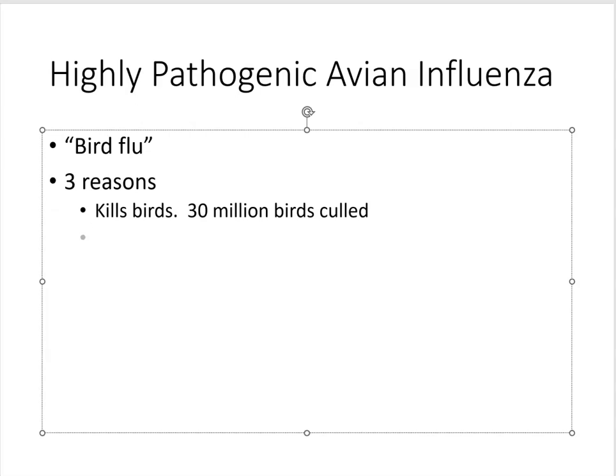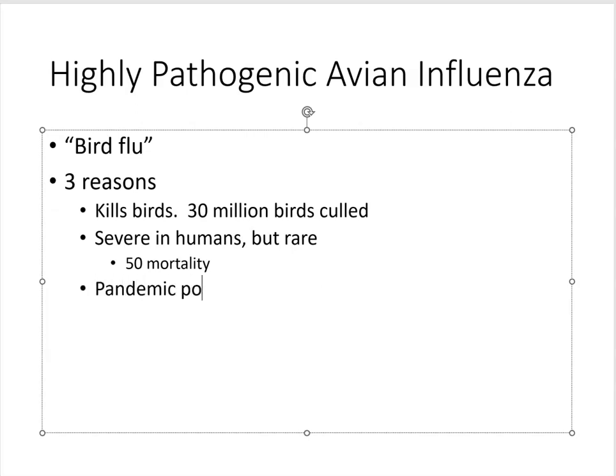Another reason we care about it is because it is severe in humans, but rare. So very rarely this has gotten into a human. And in known cases where it's gotten into a human, it's caused 50% mortality. So you could imagine how scary this is. If you go to work every day around birds that are dying of bird flu, what happens if it gets into you? Do you flip a coin and maybe you live and maybe you die? That's kind of the most severe way to think about this. And the third reason we care so much about it is pandemic potential.